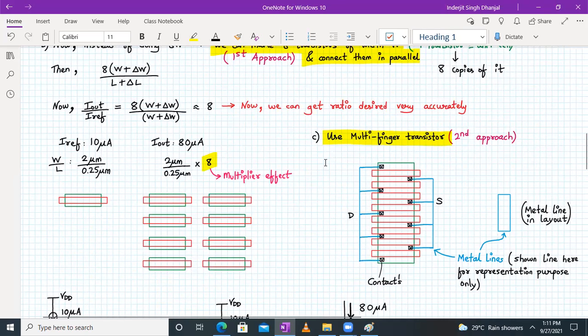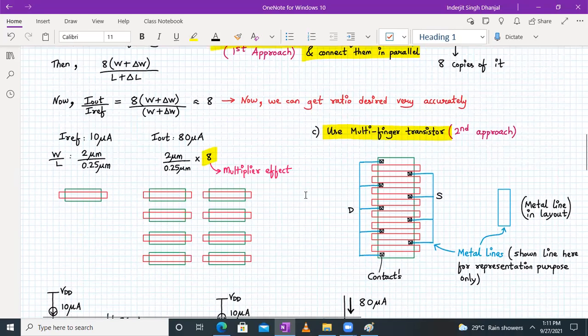The second approach will be in the layout. Right now you might not have studied layout, but in the layout there is an option of using a multi-finger transistor, right? If we use a multi-finger transistor, then this problem will also be solved. We will discuss it in detail when we study the analog layout part. For the time being, we understand the circuit level, what the impact will be on the circuit level, and possibly how we will reduce this kind of error. During the fabrication process, the edges become rough.